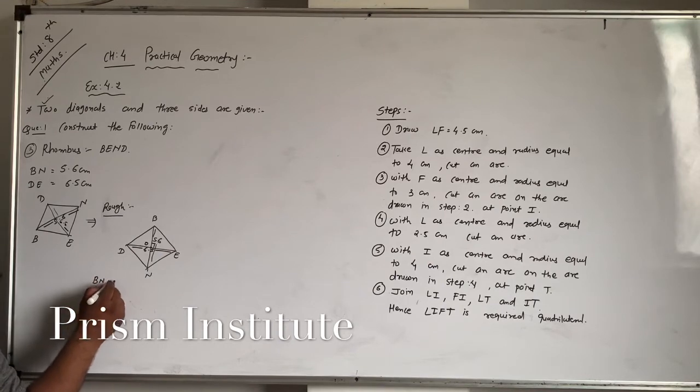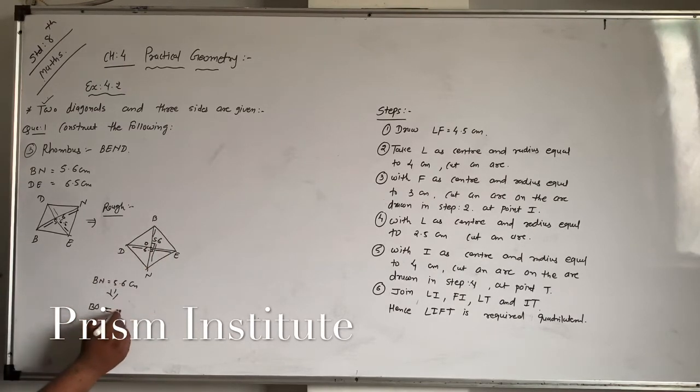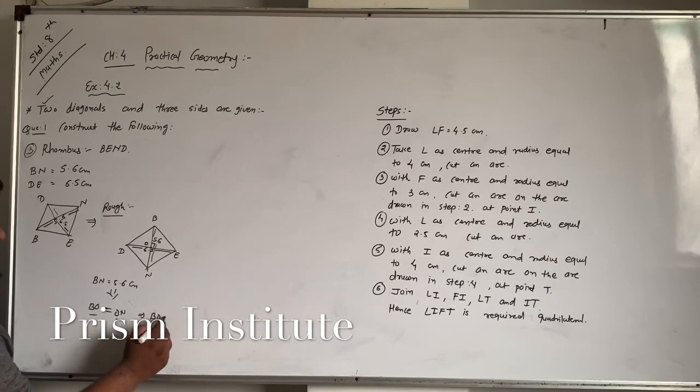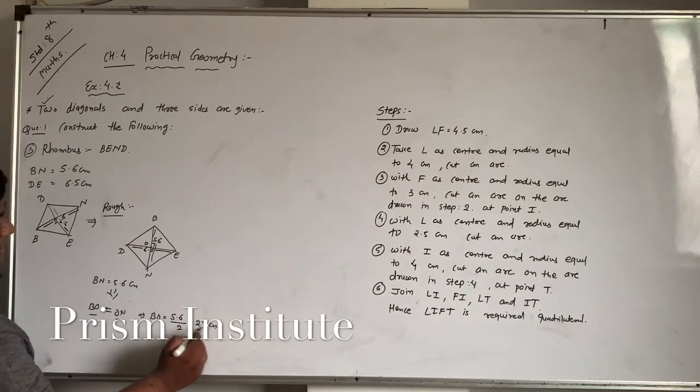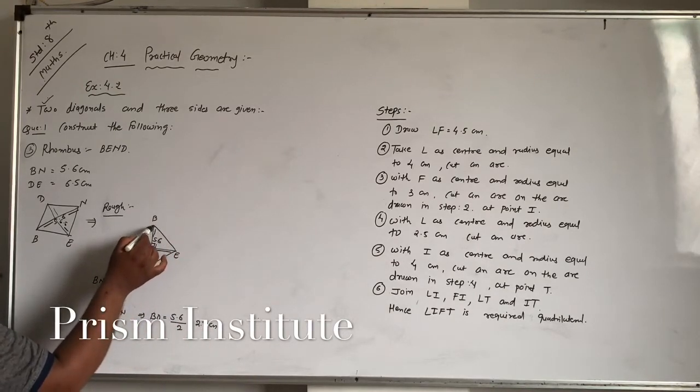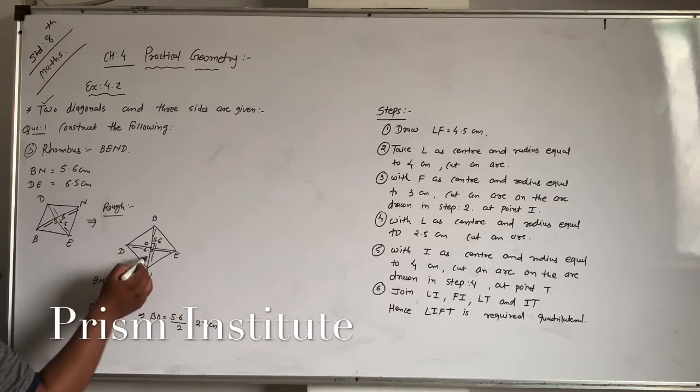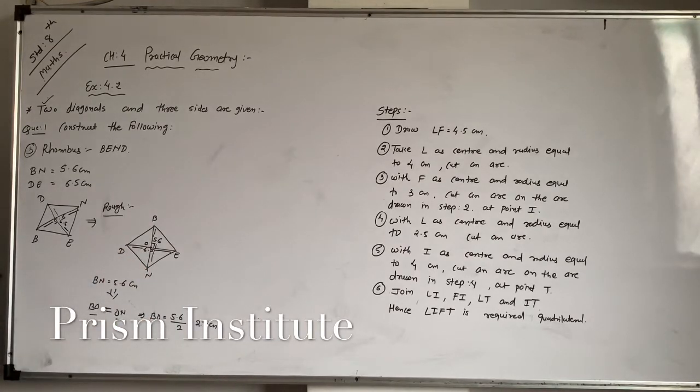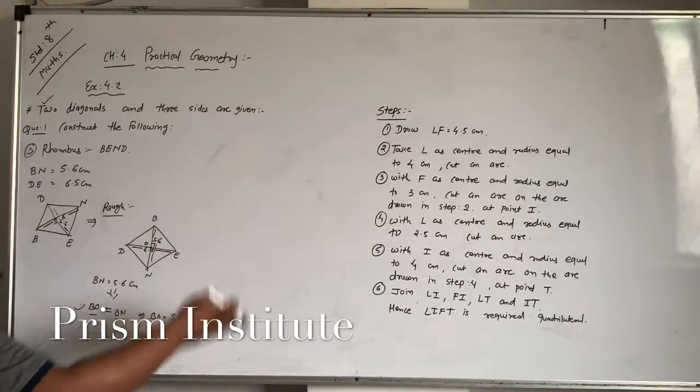So if BN is 5.6 centimeter, then BO equals ON, because the property says that the diagonals bisect each other. So BO equals 5.6 divided by 2, that is 2.8 centimeter. So that is BO, that is 2.8, and O to N is also 2.8. Just note down this point. Why? Because we use this theory here.